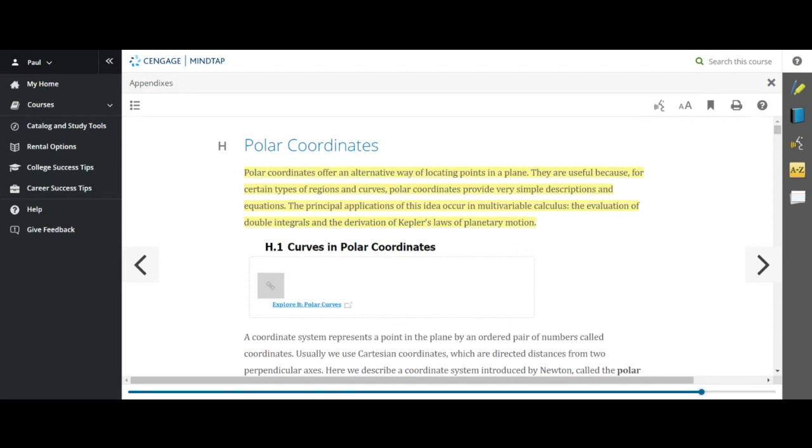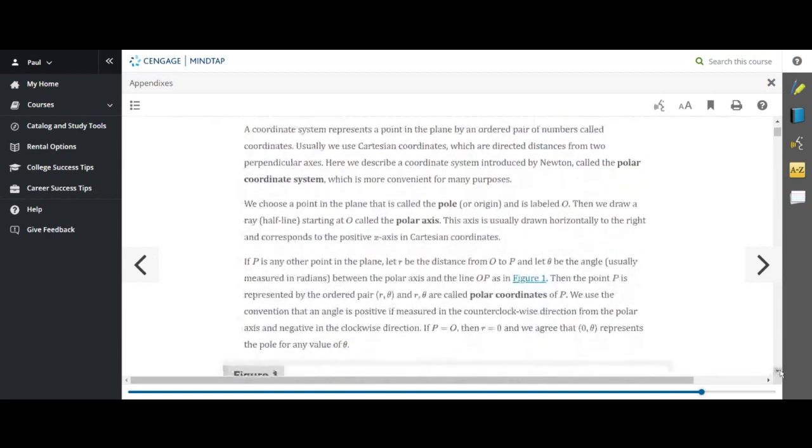The principal applications of this idea occur actually in multivariable calculus, the evaluation of double integrals, and the derivation of Kepler's laws of planetary motion. Okay, how many have to take multivariable calculus, Math 280? A number of you here, very good. And so you will be seeing this again, certainly. And it comes up in other courses as well. But, all right, so let's talk about this, curves in polar coordinates.